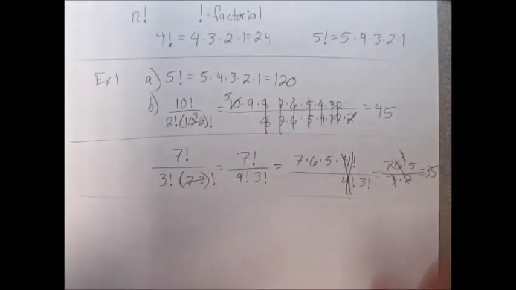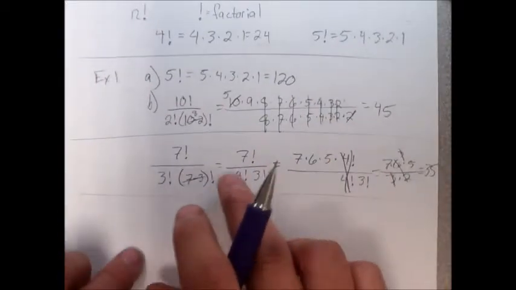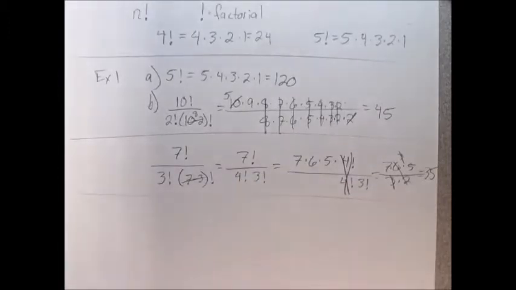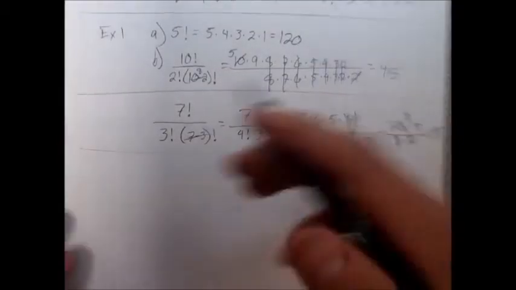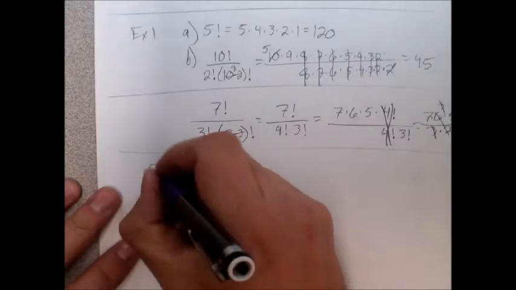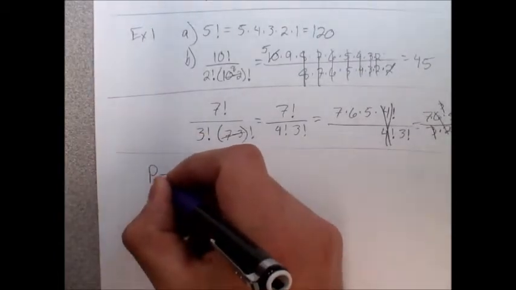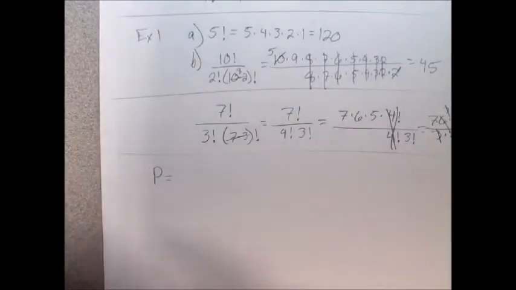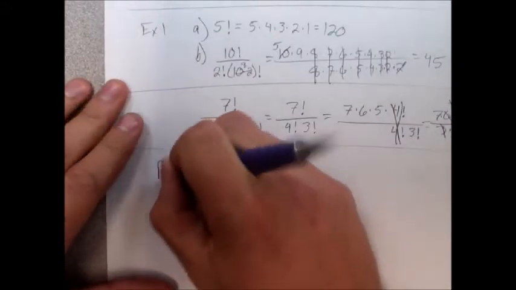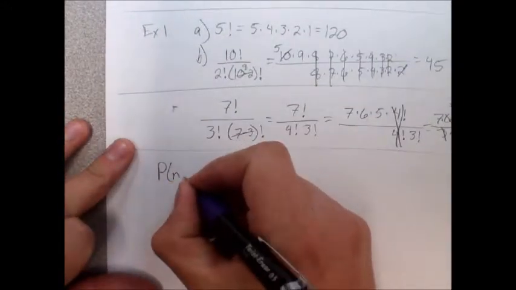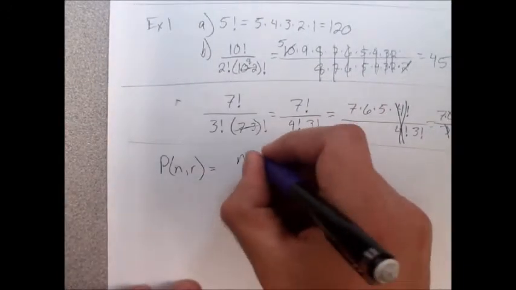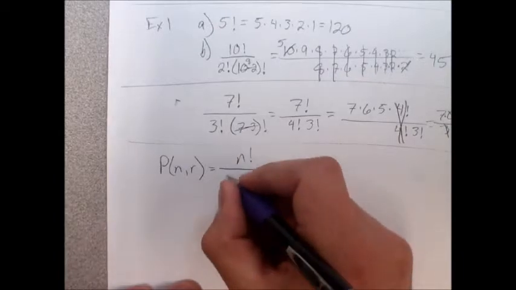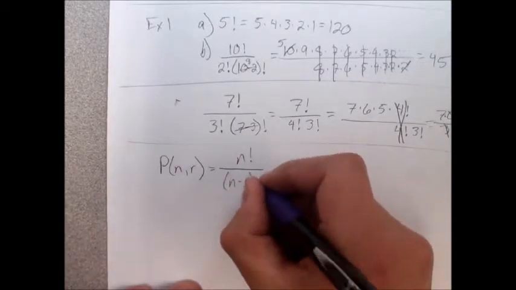This is the most common way you'll see factorials used: right here, combination, permutation. Write this down. So permutations, the formula for permutation is going to look like this. It's a probability still, so it's P of n and r. I'm going to explain what n and r are in a second. And it looks like this: n factorial over n minus r, close parenthesis, factorial.